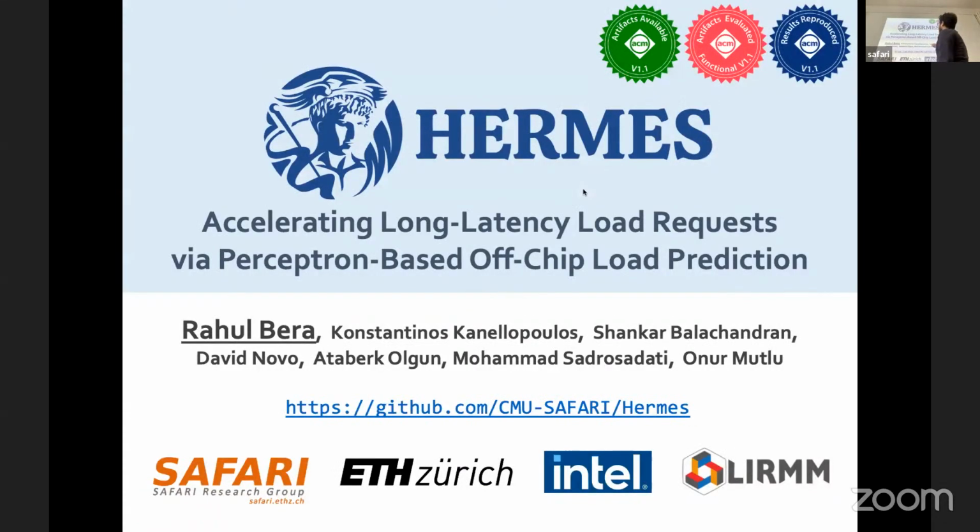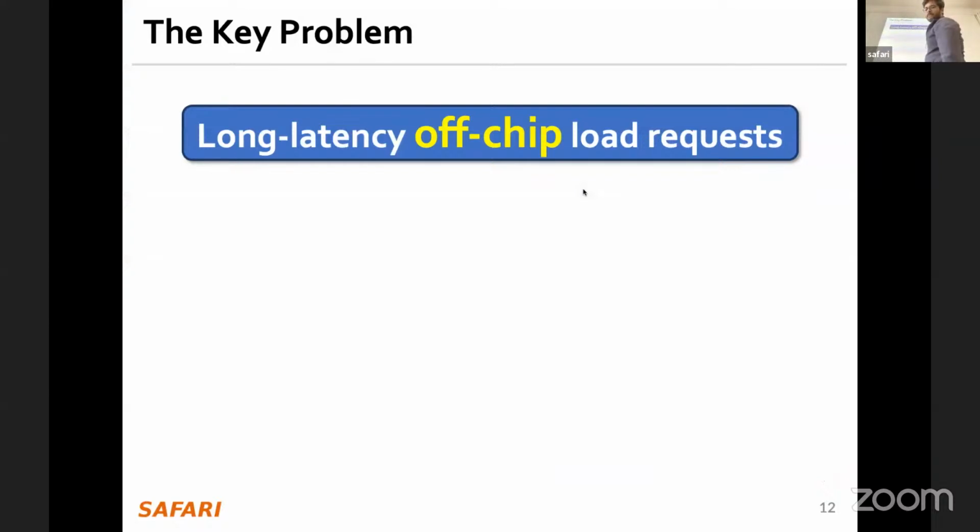We presented this paper at last year's MICRO. It's called Hermes: Accelerating Long-Latency Load Requests via Perceptron-Based Off-Chip Load Prediction. As you can probably see, we are doing some speculation on load prediction, off-chip load prediction. I'm going to explain what that means. That prediction essentially hides some long latency from the processor's perspective.